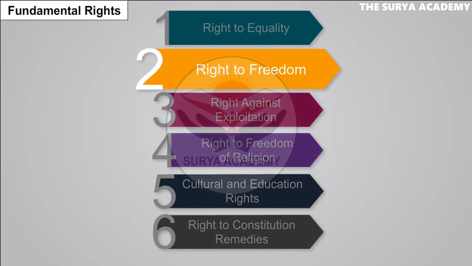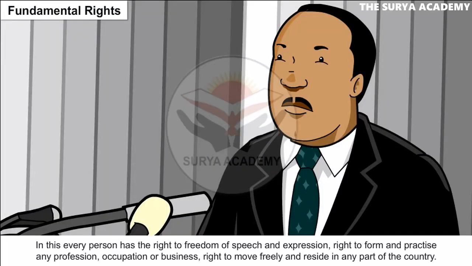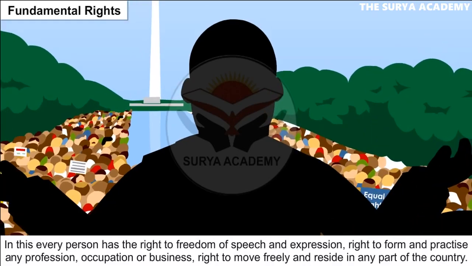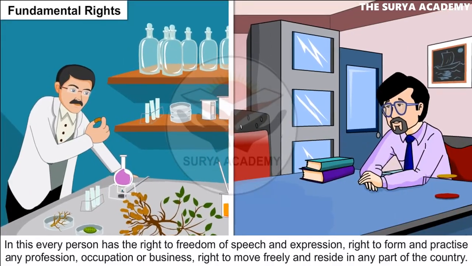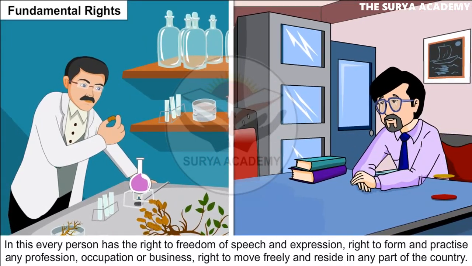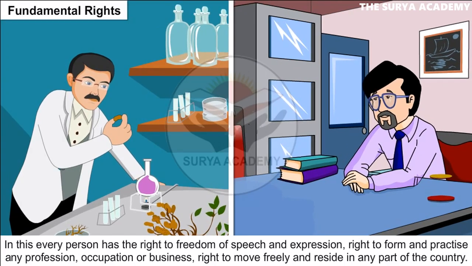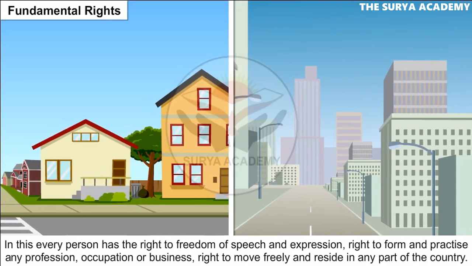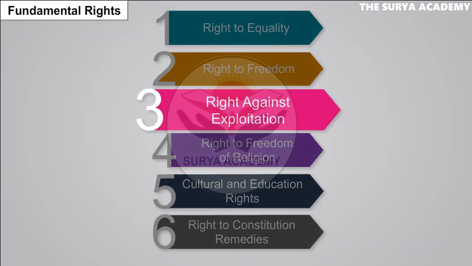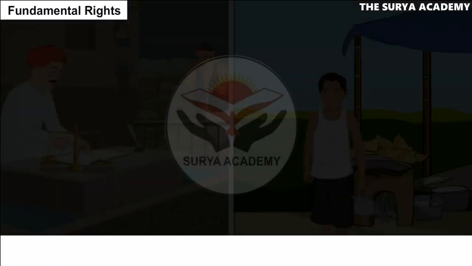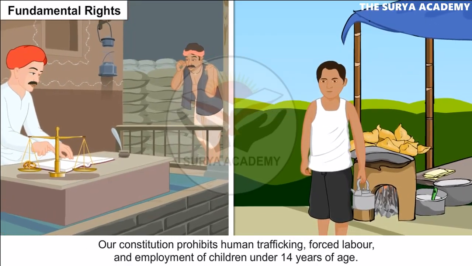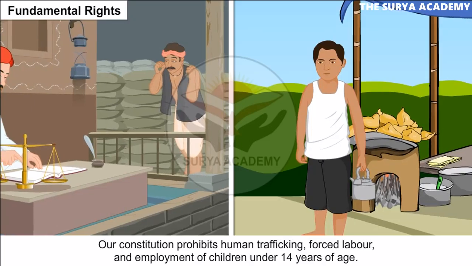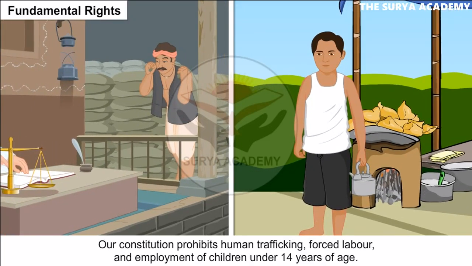2. Right to freedom. In this, every person has the right to freedom of speech and expression, right to form and practice any profession, occupation, or business, right to move freely and reside in any part of the country. 3. Right against exploitation. Our Constitution prohibits human trafficking, forced labor, and employment of children under 14 years of age.